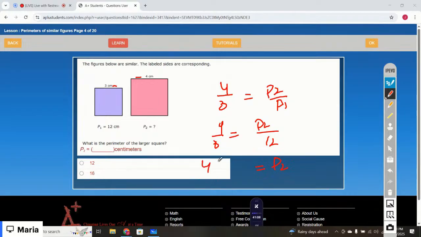So just solve this equation for P2. That is 4 times 12 over 3. That is P2 equals 16. Option number 2 is the correct option. 16 it is.